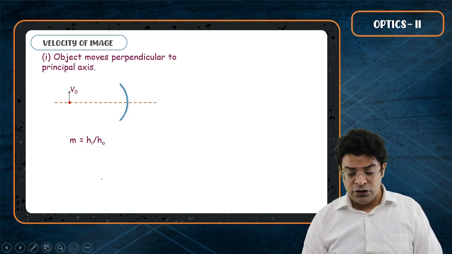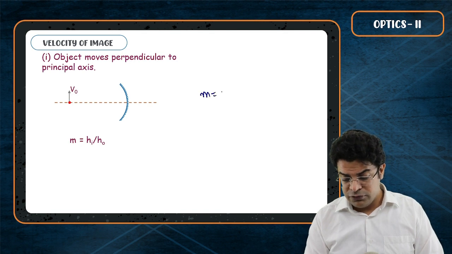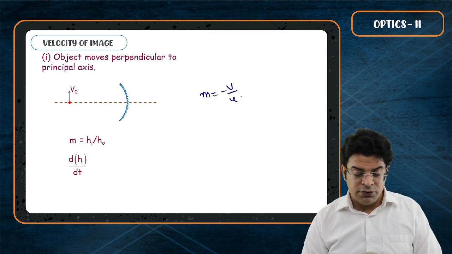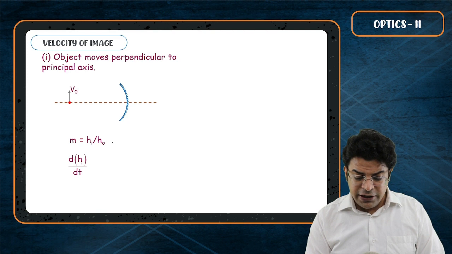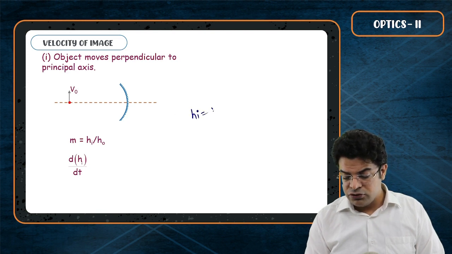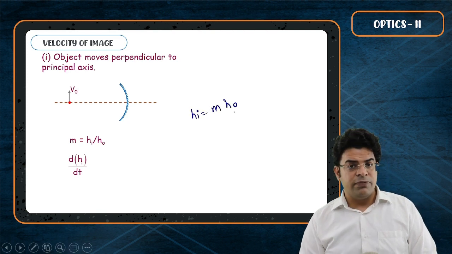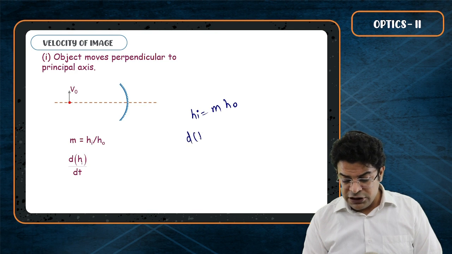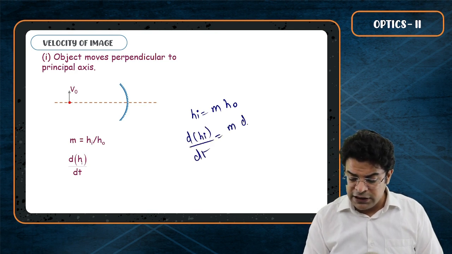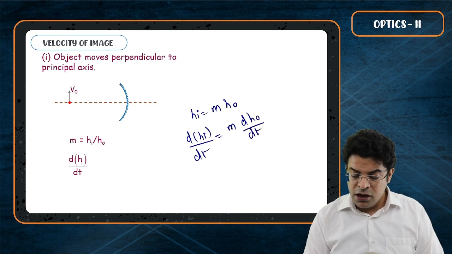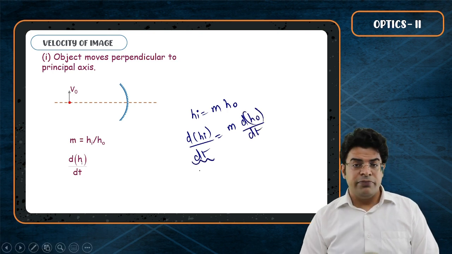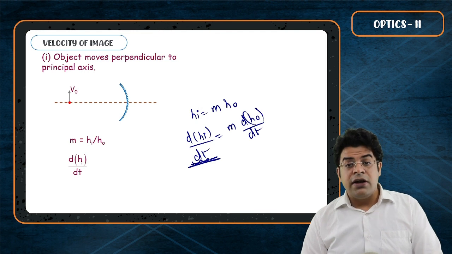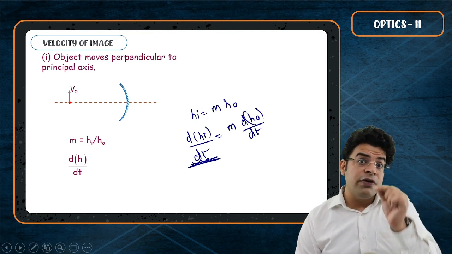And this is equal to minus v by u. The magnification is given by minus v by u. Rearranging it, height of image equals magnification times height of object. So differentiating with respect to time, dhi by dt equals magnification times dho by dt. Now, bachcho, dhi by dt will represent the rate of change of height of image with respect to time.